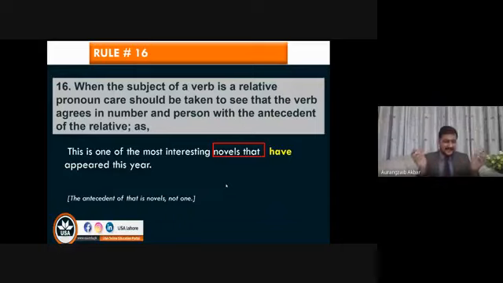So since they are relating two different concepts, they are called relative pronouns, and they are referring to something. The pronoun which we attach to the subordinate clause will be referring to the subject or the object of the main clause. So when the subject of a verb is a relative pronoun, we need to take care that the verb agrees in number and person with its antecedent.